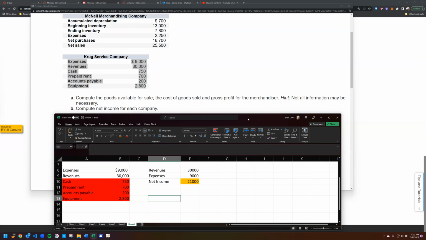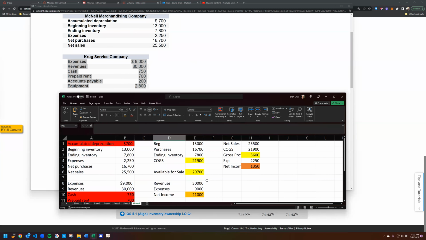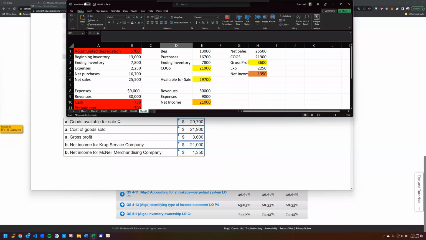Okay, let's see how we did. All right, let's move this back up. Okay, and there we go. Goods available for sale, 29.7. Cost of goods sold, 21.9. Gross profit, 3.6. Net income for Krug Service, which is this one, is 21,000. Net income for McNeil Merchandising Company, 13.5.